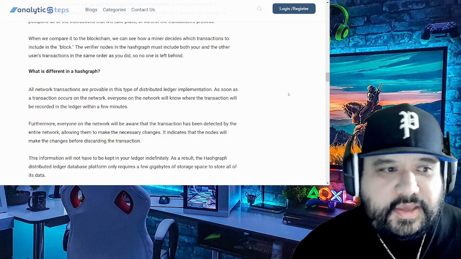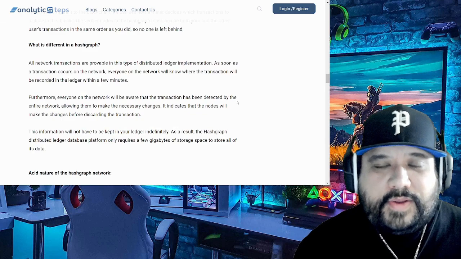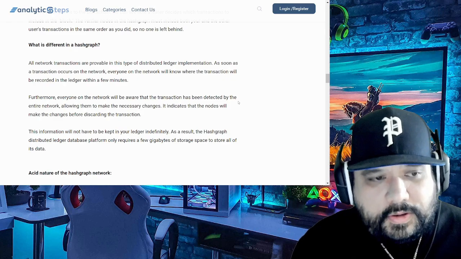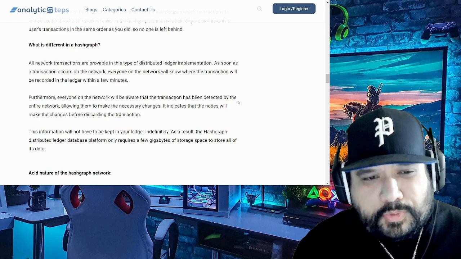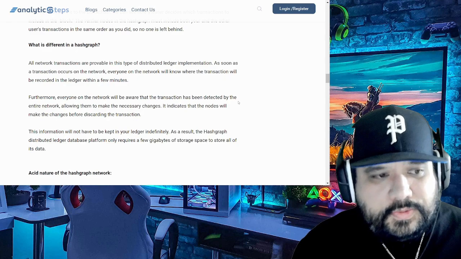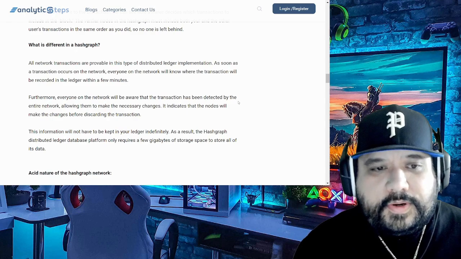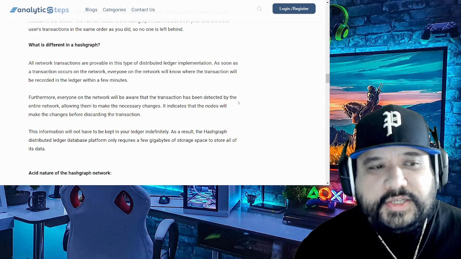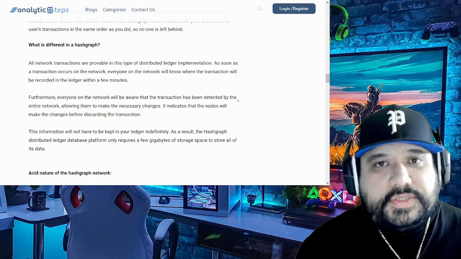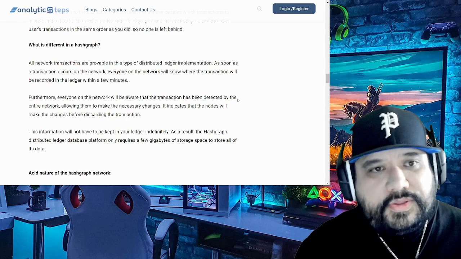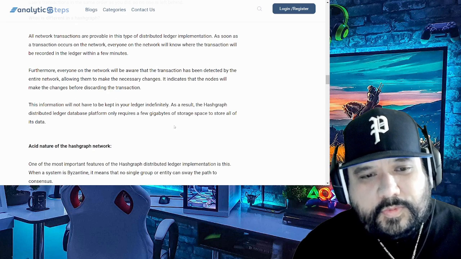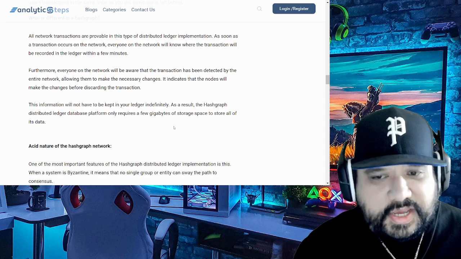It makes sense. So it says, what is different about Hashgraph? That's the main thing. That's why you're here, right? So let's get down to the nitty-gritty. All network transactions are provable in this type of DL implementation. As soon as a transaction occurs on the network, everyone on the network will know where the transaction will be recorded in the ledger within a few minutes. And again, that's a key thing here when it comes to Hashgraph compared to other DLTs.